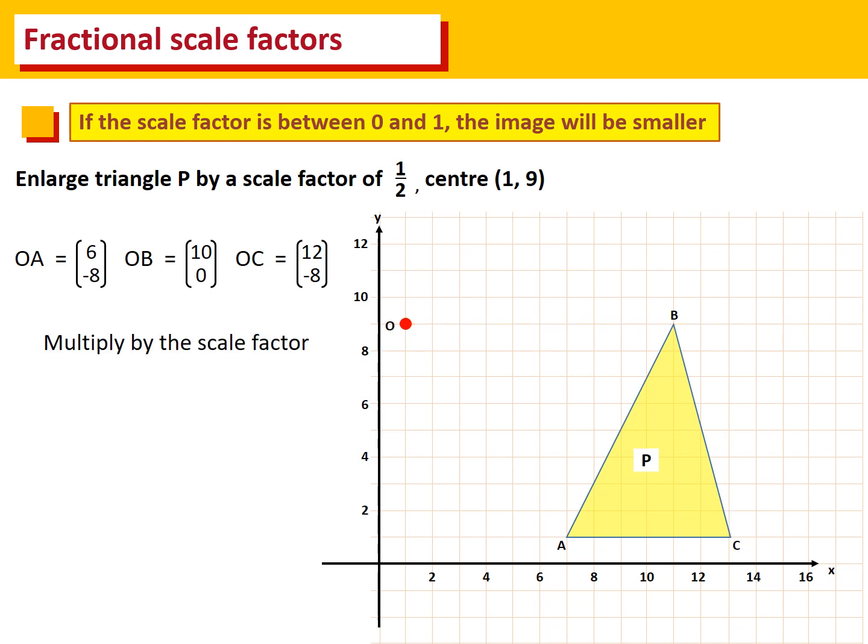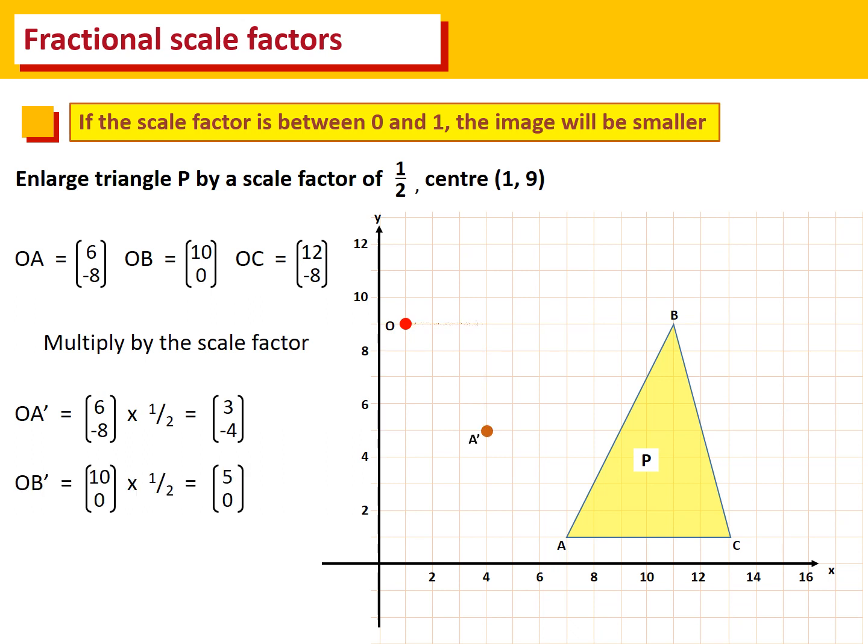We multiply each of those vectors by the scale factor, which in this case is a half. OA dash is the original vector OA times by a half, which is 3, negative 4. So from the centre of enlargement, 3, negative 4 is 3 to the right and 4 down, and that will be our point A dash.